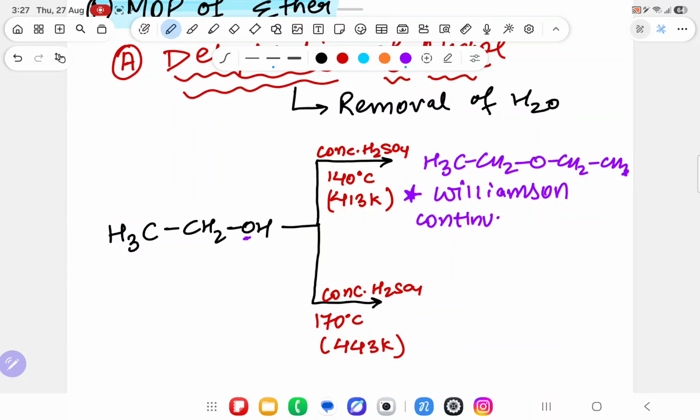The name of this reaction is called Williamson continuous ether. Don't say Williamson synthesis method. No. Williamson continuous ether, and it will follow the SN2 mechanism.